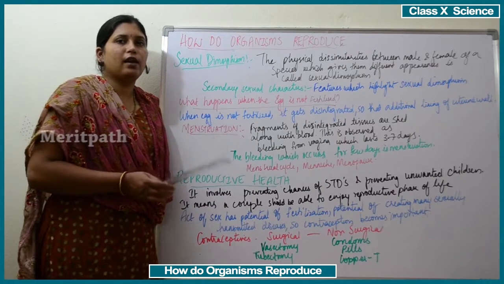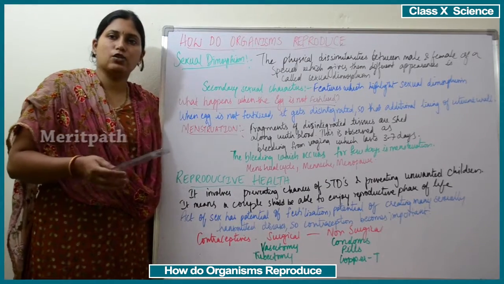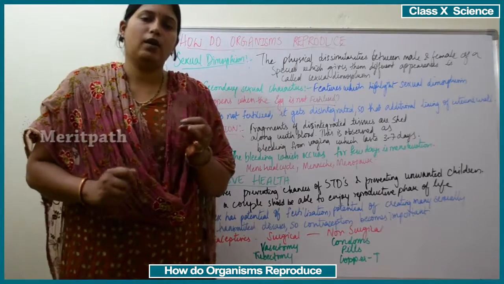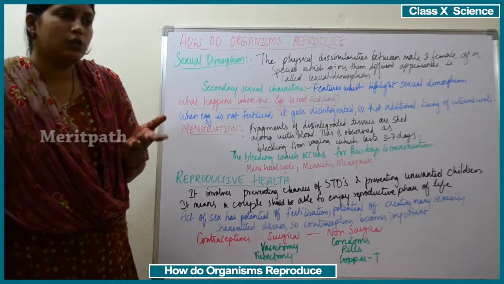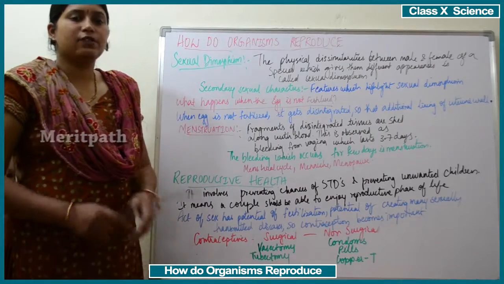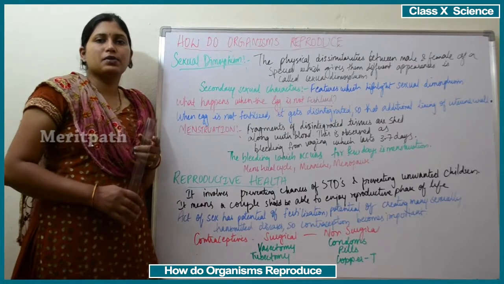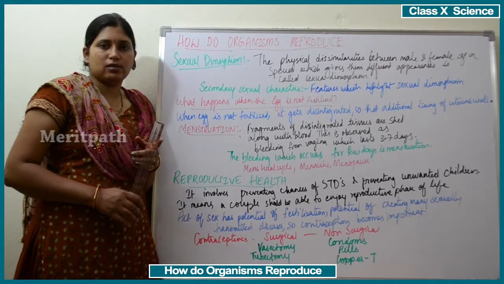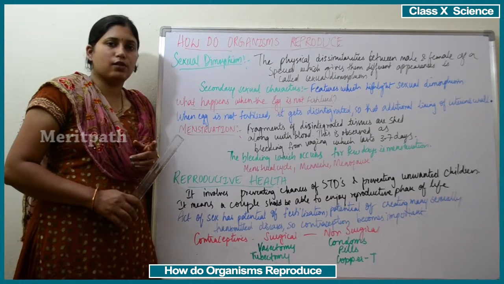Now since we have read about the female reproductive system, what happens if the egg is not fertilized? We have read that the ovary releases an ovum, or egg, once in 28 days. So what happens to this egg if it is not fertilized? In the female reproductive system one egg is released once in 28 days, from one side of the ovary at a time.